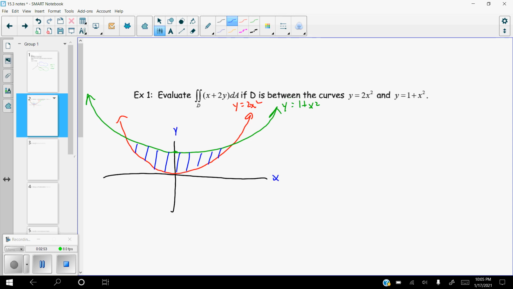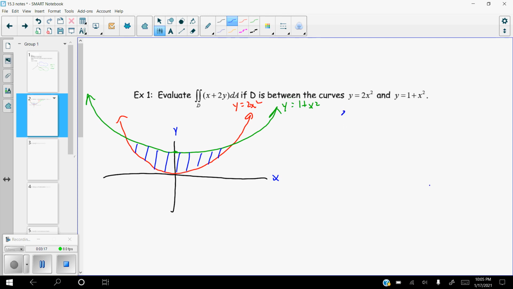Y, x. So whatever our surface is doing, we want to know what the volume is going to be between the surface and that specific region in the xy plane. So in order to do that, we're going to need a few things. First of all, we're going to need to figure out where the bounds are. So I'm going to need to see where these two things meet.